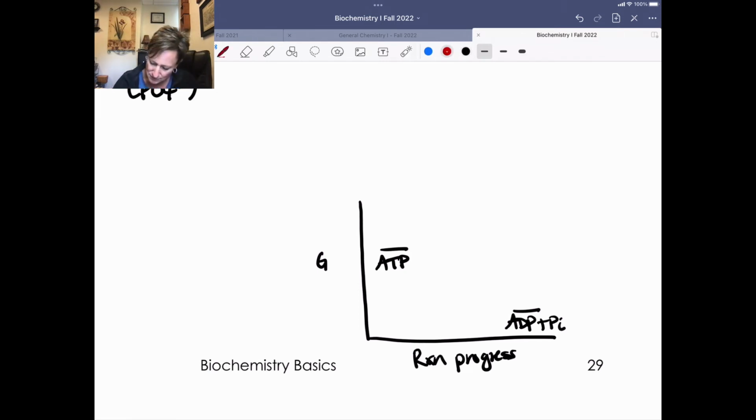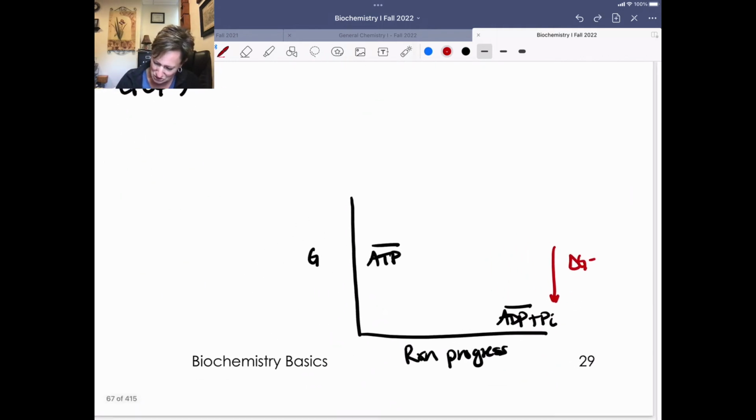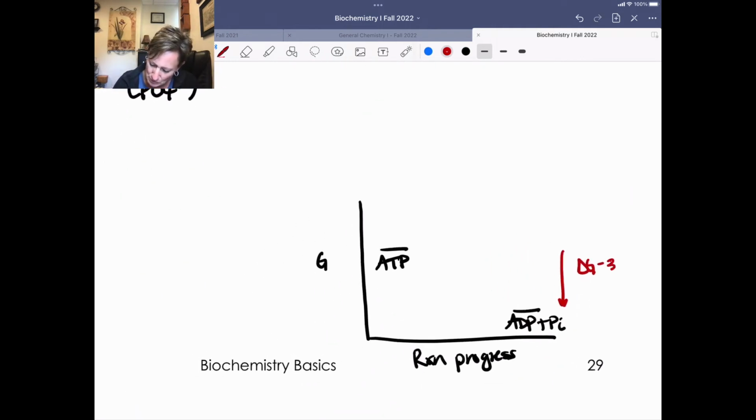And we actually can define exactly how much this is. So this delta G is going to be negative here, and it's going to be equal to minus 30.5 kilojoules per mole. So that is a number that I want you to know. That's an important number. That is the value, the cash value, if you will, of ATP.